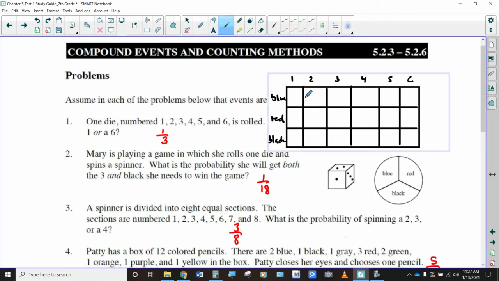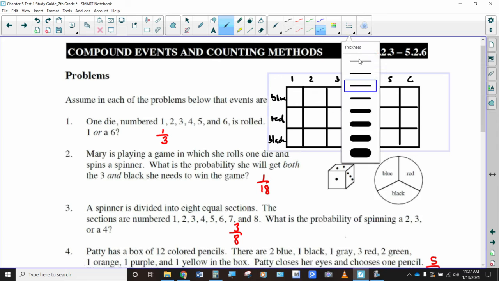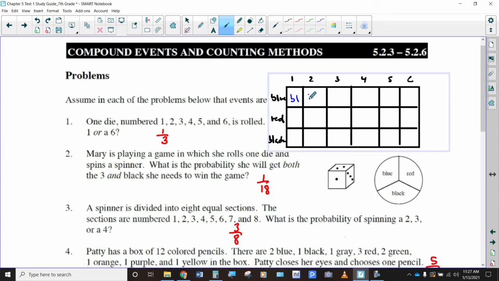Okay, so you've got a blue 1. Oh, no. Hold on for a second. I'm going to color coordinate this to make it a little easier. You got a blue 1, you got a blue 2, you got a blue 3, you got a blue 4, you got a blue 5, and you got a blue 6.